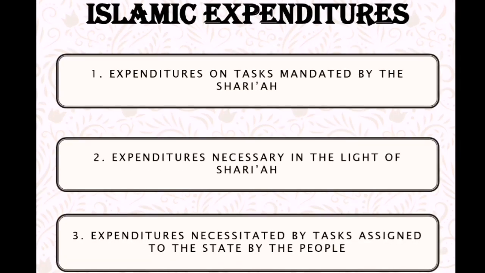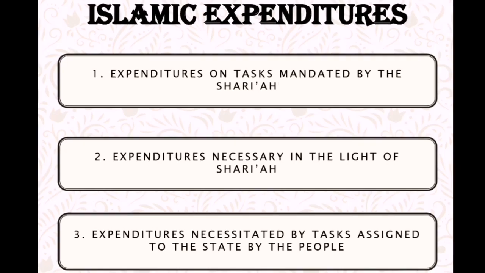Next is Islamic expenditure. There are three categories, and the first one is expenditures on tasks mandated by the Sharia. These include defense, law and order, justice, da'wah, and civil administration. Secondly, expenditure necessary in the light of Sharia. It covers expenditures that are essential for permissible activities in achieving the necessary Islamic objective.